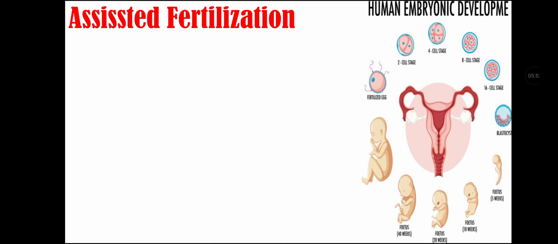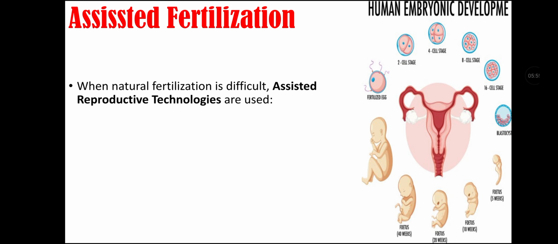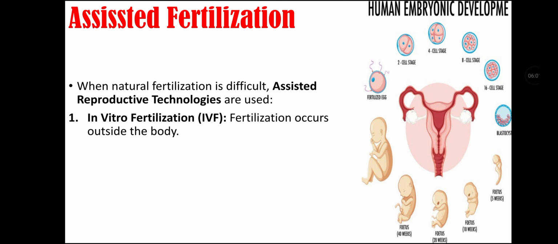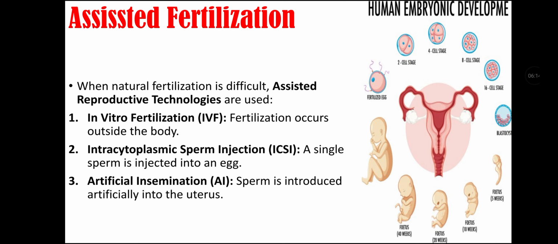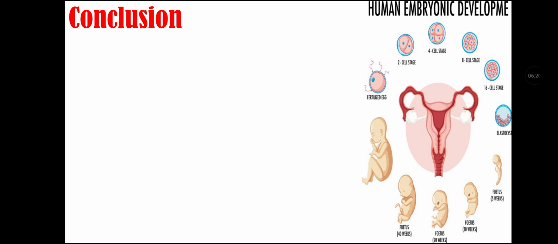Now let's talk about assisted fertilization. When natural fertilization is difficult, assisted reproductive technologies are used. They include in vitro fertilization, that is when fertilization occurs outside the body. It may include intracytoplasmic sperm injection, that is a single sperm is injected into an egg. Assisted fertilization methods may include artificial insemination, that is sperm is introduced artificially into the uterus.